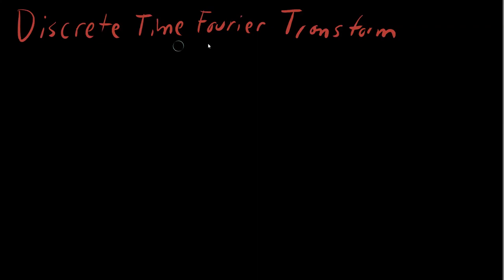The discrete time Fourier transform is often referred to as the DTFT. The DTFT is the first step in taking the continuous time, continuous frequency Fourier transform that we saw in the previous video and converting it to something that's slightly more accessible, but still not totally accessible by a computer.